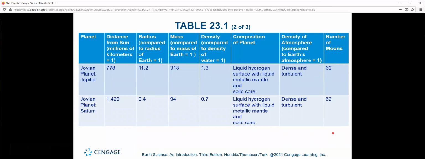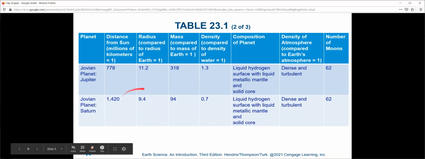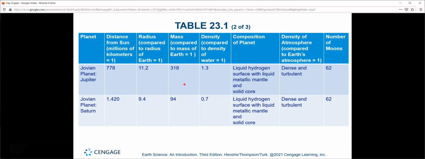Once you get beyond the terrestrial planets, you enter what we call the Jovian planets. These are your gas giants, starting with Jupiter, the largest planet in our solar system. About 11 times the radius of Earth and about 318 times the mass of Earth. But it's incredibly massive, not necessarily as dense. It's slightly denser than Earth. Interesting. And once you get here, of course, you run into liquid hydrogen surface with a liquid metallic mantle and solid core, i.e. a big amount of gas and a little teeny amount of planet creates the Jovian planets.